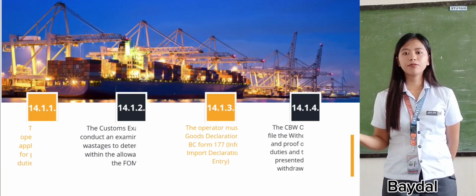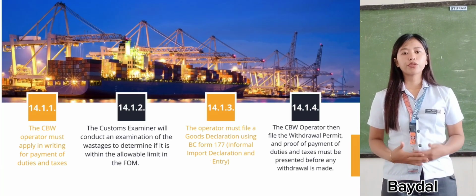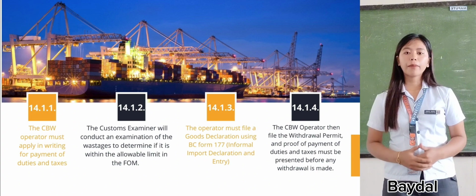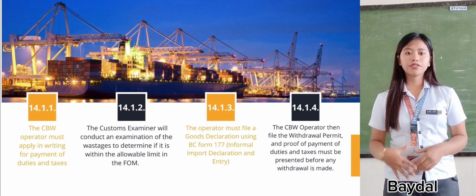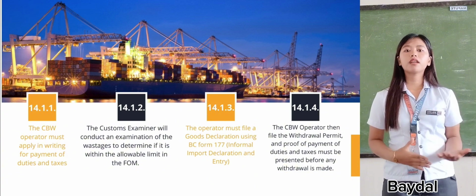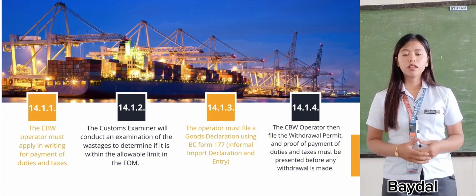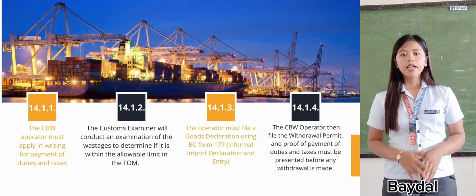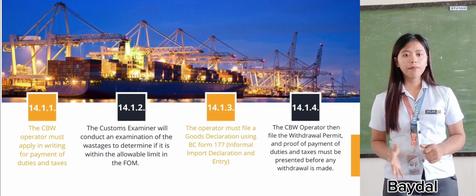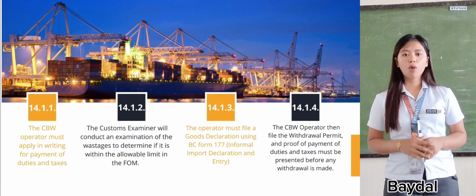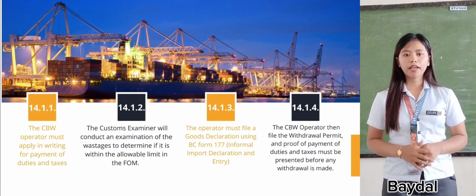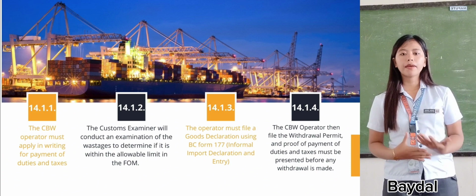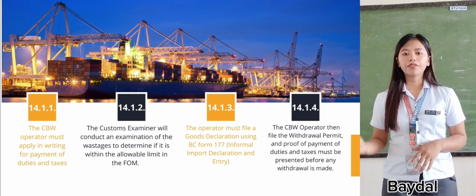In Section 14, subsection 1.1, the CBW operator shall apply in writing to the district collector through the chief of the operating division for payment of duties and taxes of wastages, rejects, and byproducts. So, in their written application, the operator needs to include the WSAD number, description of the waste material, if hazardous ba siya or plastic, the quantity that must be consistent in the FOM, the percentage against total imported raw materials, and lastly, the certification by the warehouseman. So this process is important para legal imong payments sa duties and taxes adto nga mga materials.